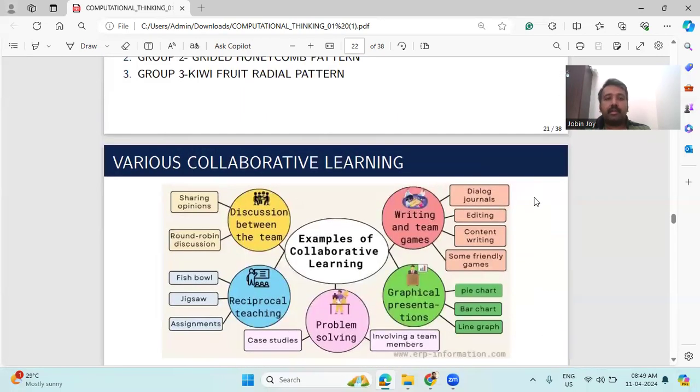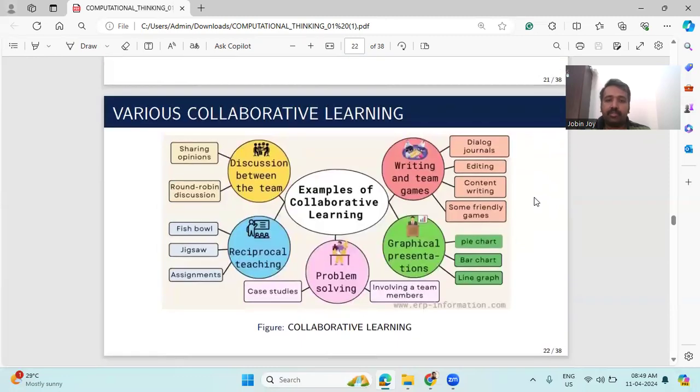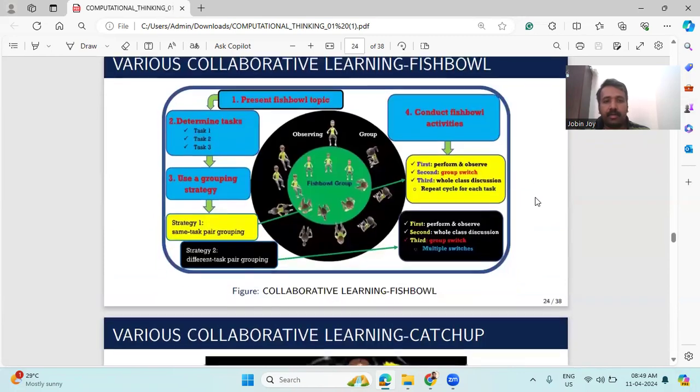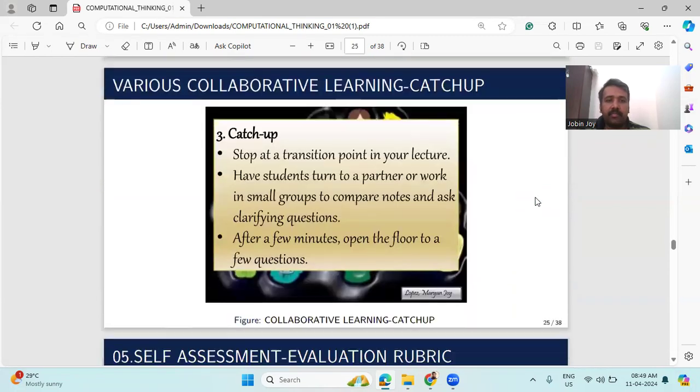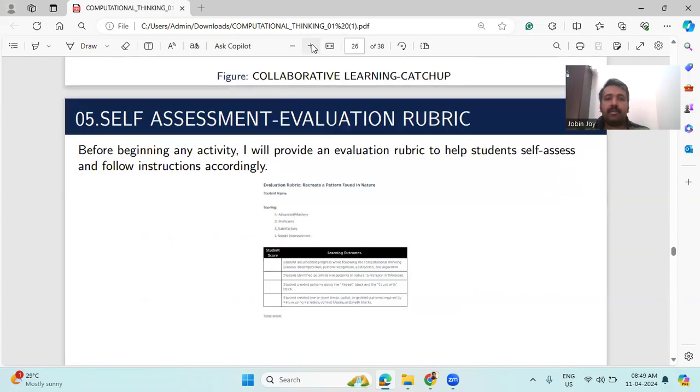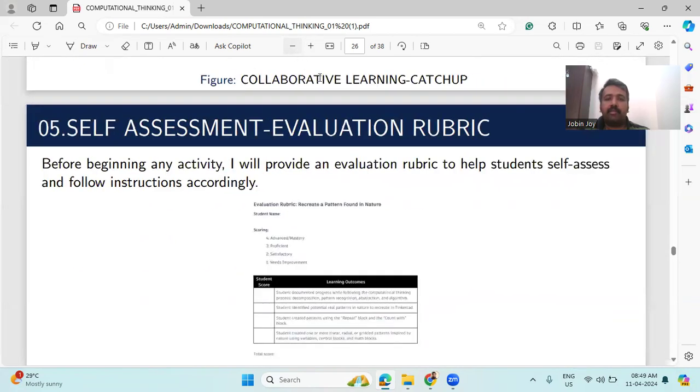Okay, so there are various collaborative learning approaches. I'm not entering into all those details, like jigsaw, fishbowl concept, and catch up. These are some of the different collaborative learning techniques, but I'm not entering into that topic now. Yeah. Self-assessment or evaluation group. So this is the evaluation group.